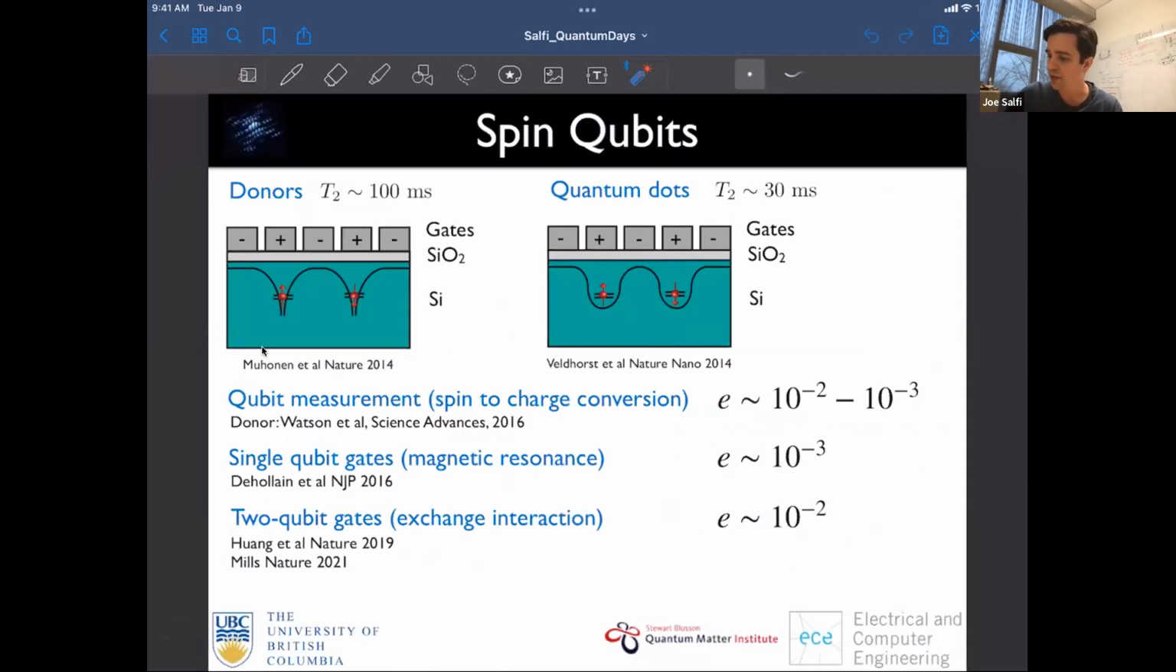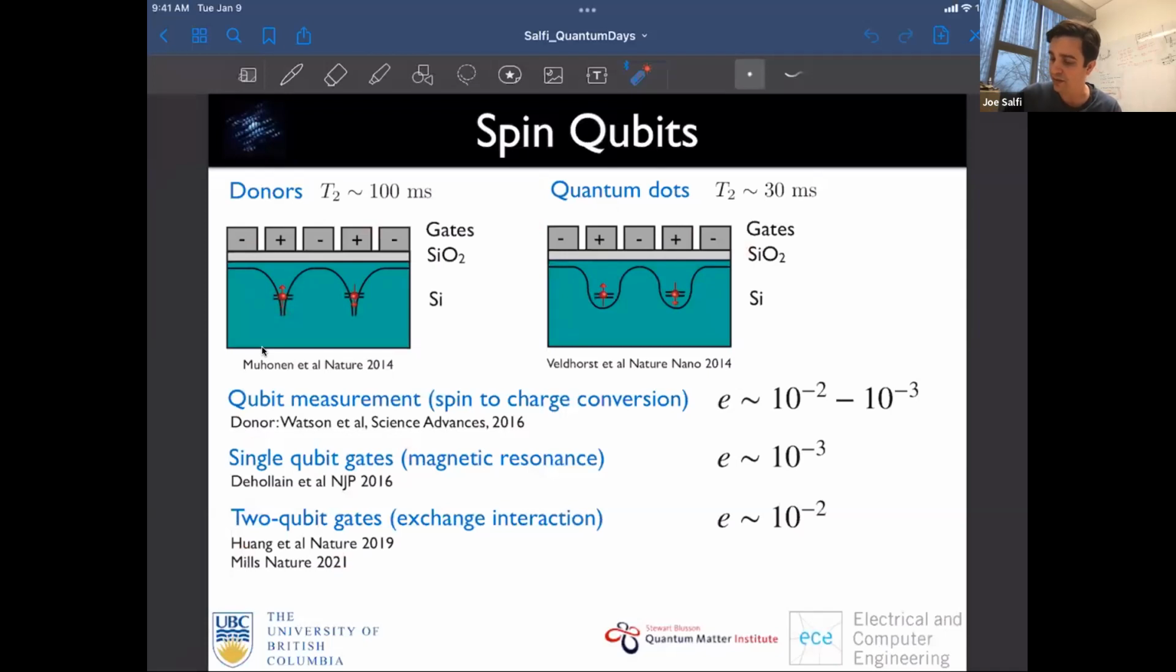I'm just showing a cartoon of what those devices look like from a side view. In the case of donors, you have some Coulomb potential that binds the electron. And in the case of quantum dots, you're just relying on the voltages you apply to the gates.